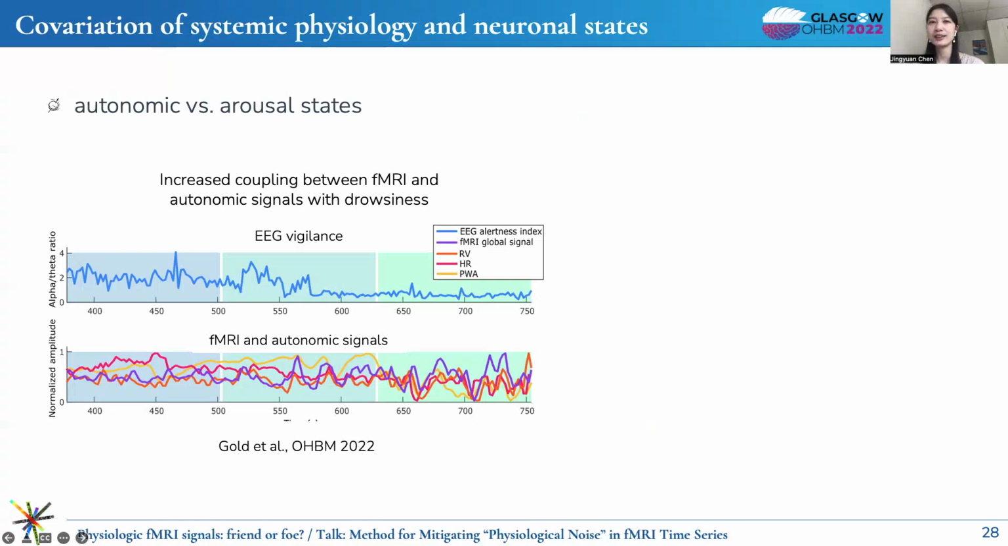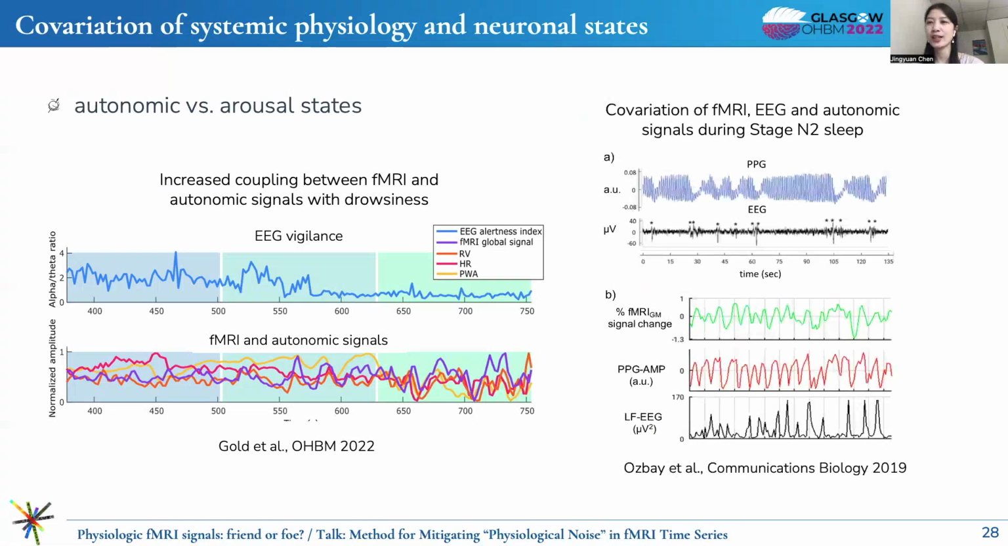And here is another example where the subject falls asleep. And you can see that in stage N2 sleep, every time there is a K-complex event, it's accompanied by a dip in the magnitudes of the pulse oximetry. And both these neuronal measures and physio measures are coupled to the global fMRI signal change.